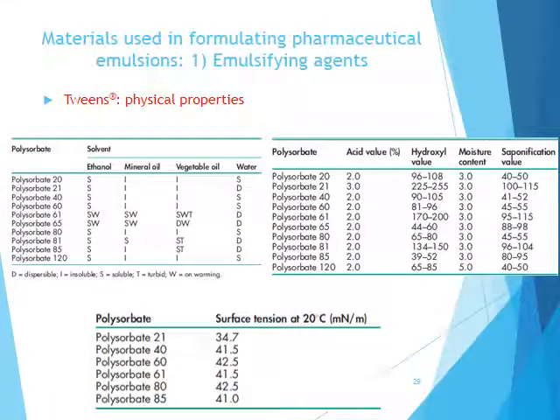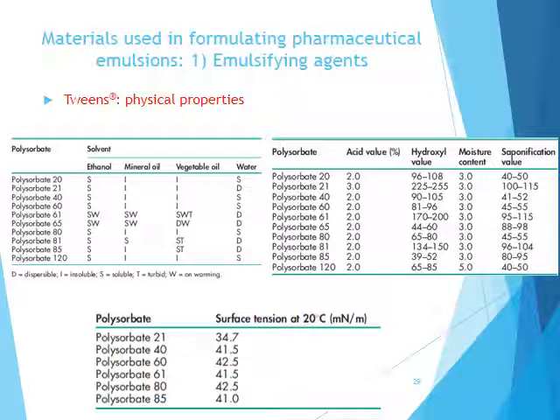Now in this slide we are continuing with the physical properties of different Tweens. The first table is showing the solubility of different Tweens in different solvents. For example, if we are talking about polysorbate 20, it's soluble in ethanol, it's insoluble in mineral oil, it's insoluble in vegetable oil, and it's also soluble in water. That's an example, and the same applies for the different grades of Tweens.